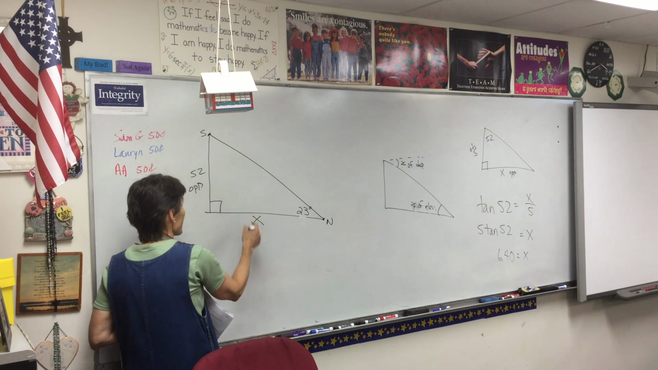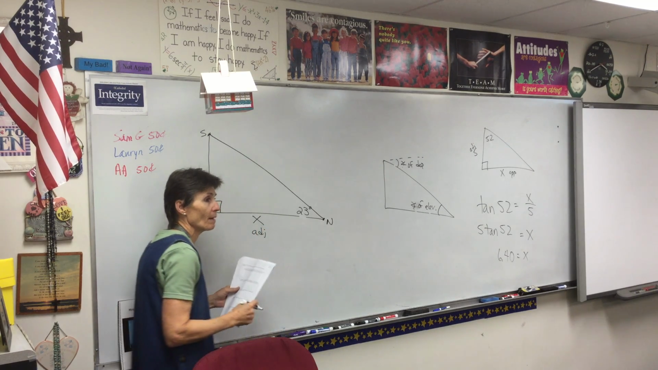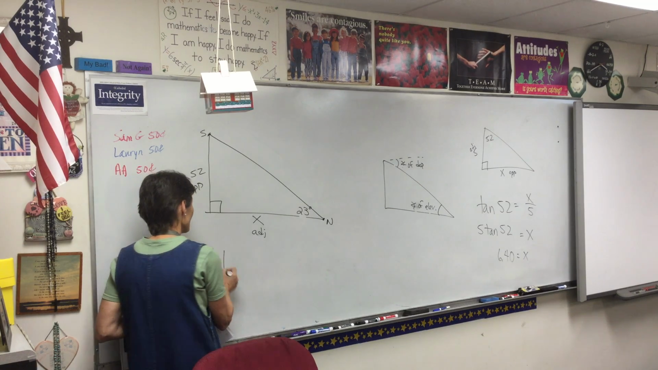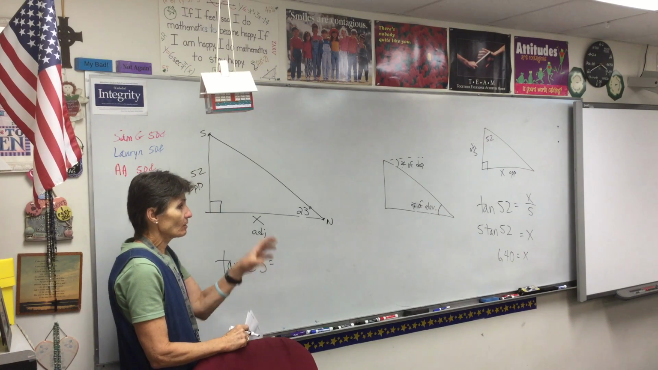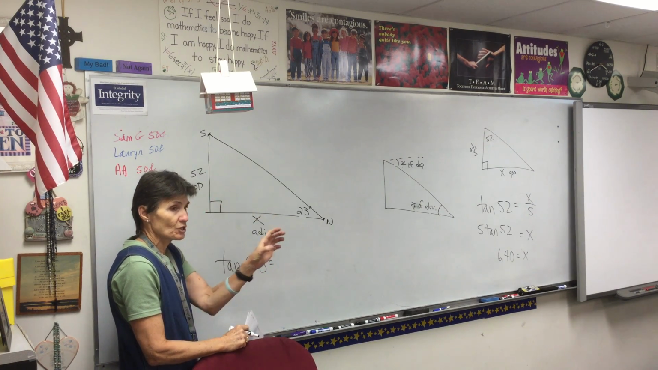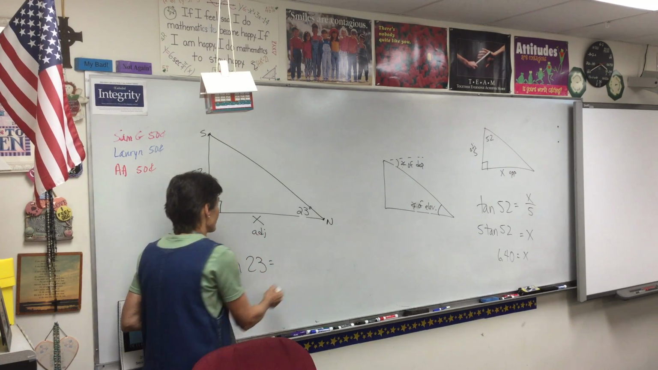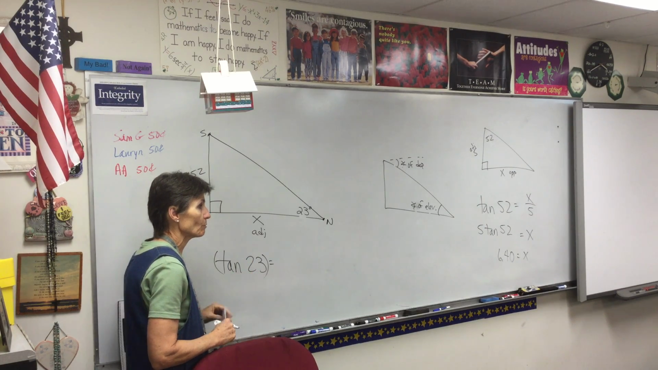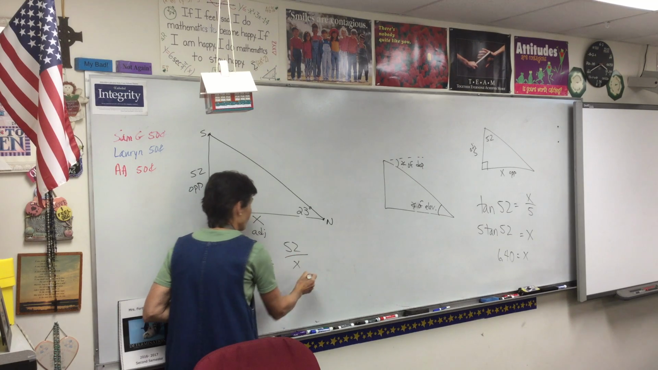Opposite. Which side is the x? Adjacent. What function am I going to use? Tangent. So tan 23, remember, the angle always goes with the tangent, or the sine or the cosine. So tan 23, and they're not separable. They stay together. Tan 23 equals opposite over adjacent.